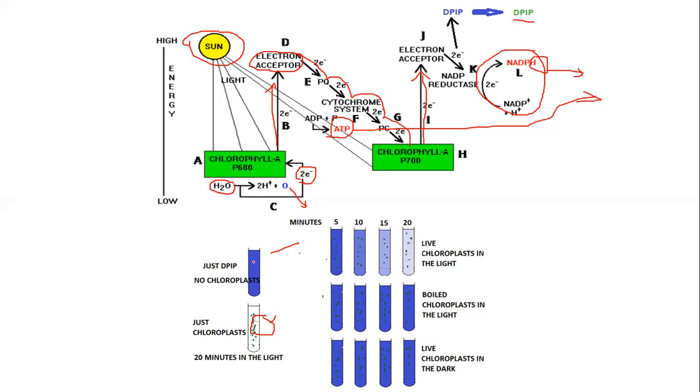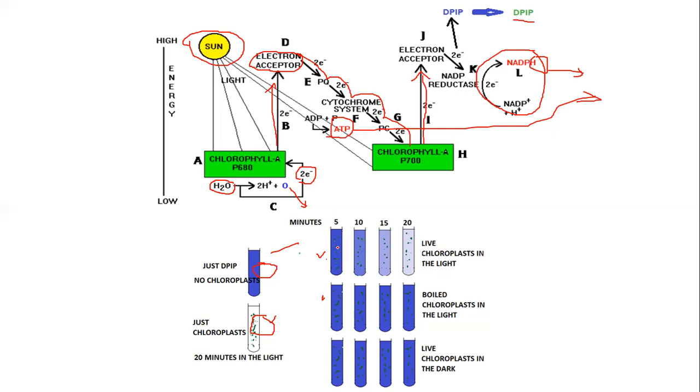In this one here, we're going to put DPIP, no chloroplasts. So that we expect that just to stay blue because there's no chloroplasts to give electrons to the DPIP, so they should stay blue. But in these three test tubes here, this one, and this one, we're going to put some chloroplasts and some DPIP.